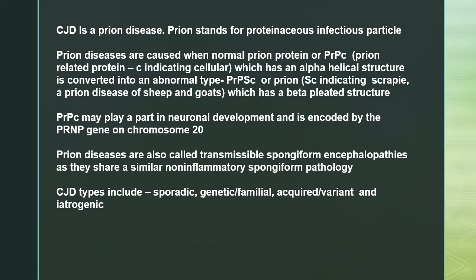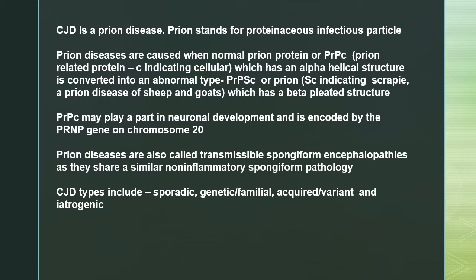Prion diseases are caused when normal prion protein, or PrPC, which has an alpha helical structure, is converted into an abnormal type, PrPSc or prion, which has a beta pleated structure. PrPC may play a part in neuronal development and is encoded by the PRNP gene on chromosome 20. Prion diseases are also called transmissible spongiform encephalopathies, as they share a similar non-inflammatory spongiform pathology.